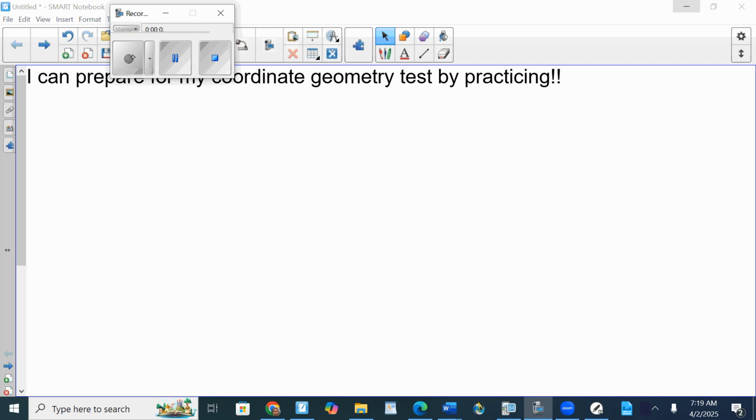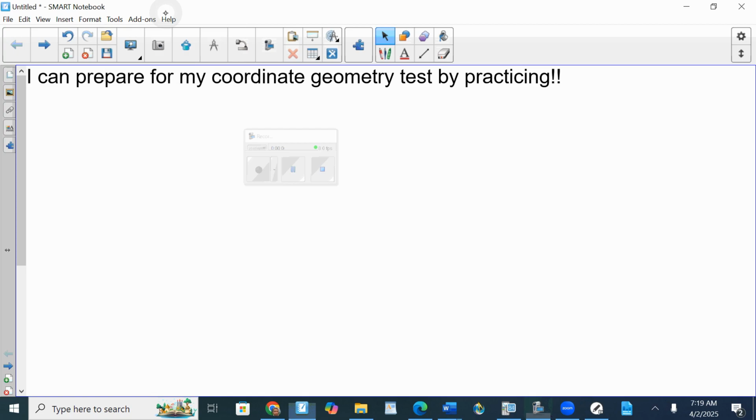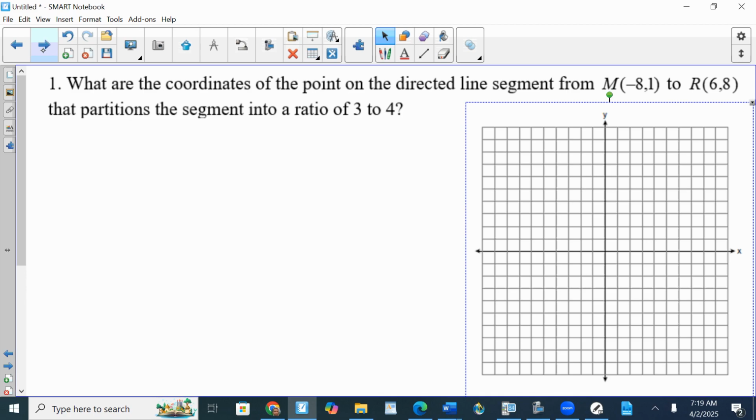Hello everybody. Today I can prepare for my coordinate geometry test by practicing. The big bulk of this test is going to be on coordinate geometry proofs, but there are some other things that we need to go over, starting with our partitions, our directed line segments. Anything with coordinate geometry, put it on the grid to make it easier for yourself.